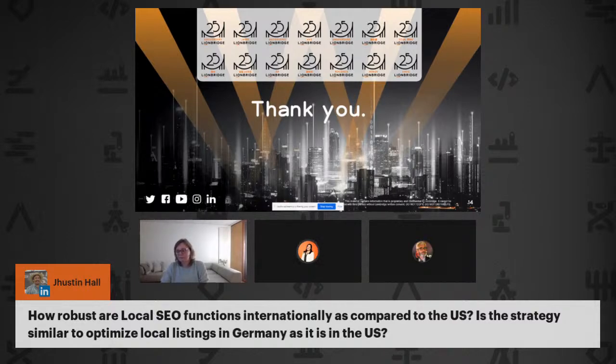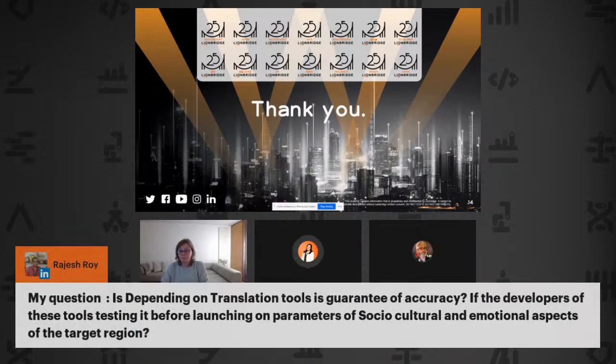Great, thank you both. And we'll do this last question as the last one of the day. I'll try to summarize it. Depending on translation tools, what is the guarantee of accuracy?